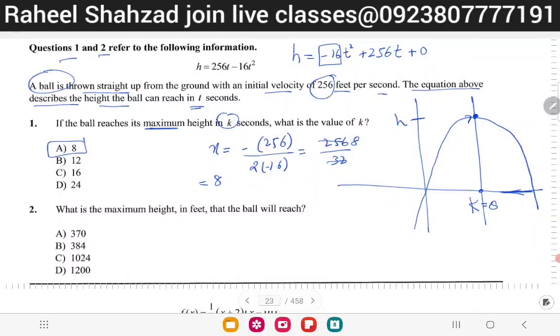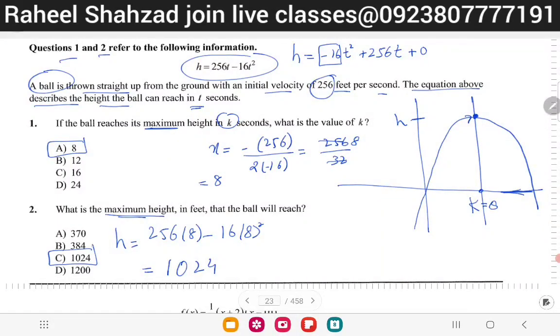Okay. And in the second part, what is the maximum height in feet the ball will reach? So you have t is equal to 8. You go back to the original equation and substitute t equals 8. So 256 into 8 minus 16 into 8 square. So that's going to be 1024. That is option C for this.